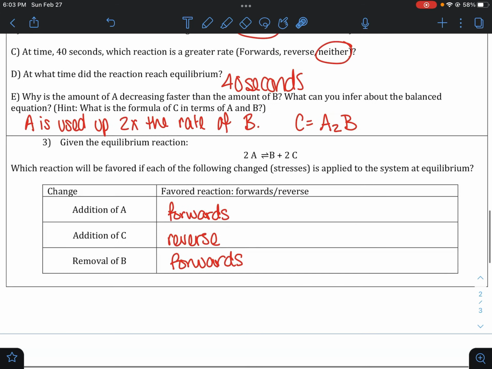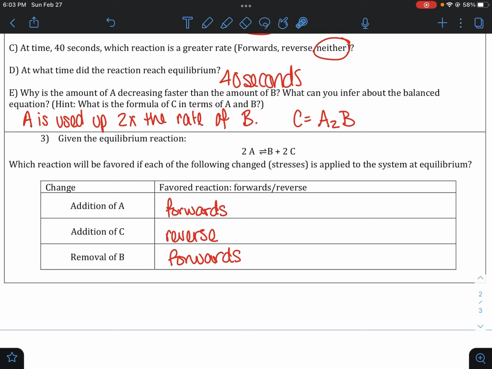And the last one here, number 3, given the equilibrium reaction. Okay, so again, 2A turns to B plus 2C. All right? Which of the following will be favored if each of the following stresses is applied to the system at equilibrium? So again, the key there is at equilibrium. Okay, at equilibrium, the rate of the forward is equal to the rate of the reverse. So if we add more A, okay, we add more here, the forward reaction is going to be favored because we need to get back to our normal.